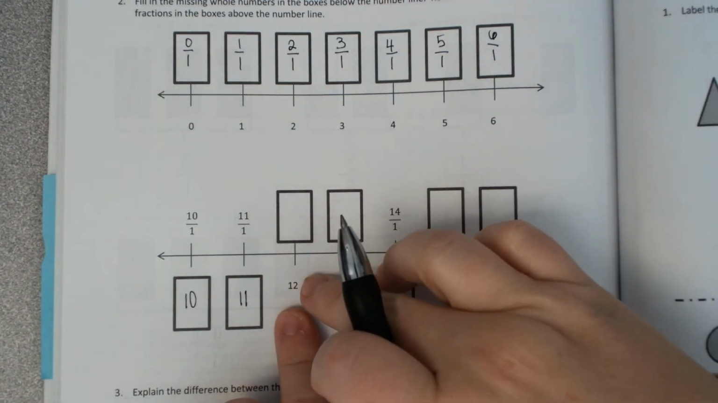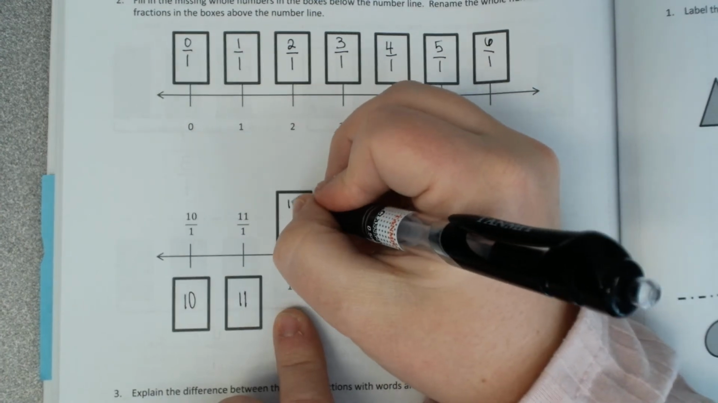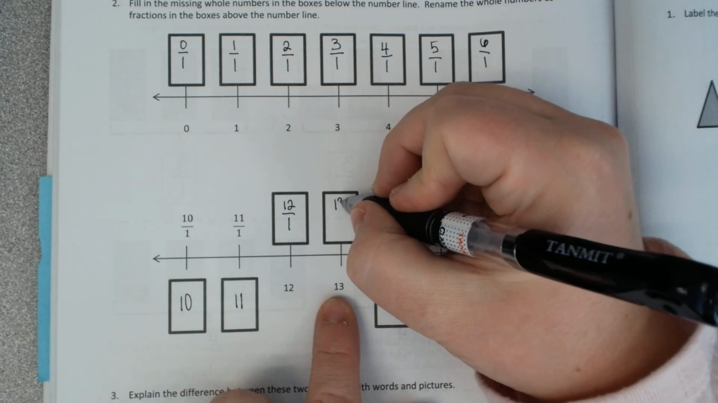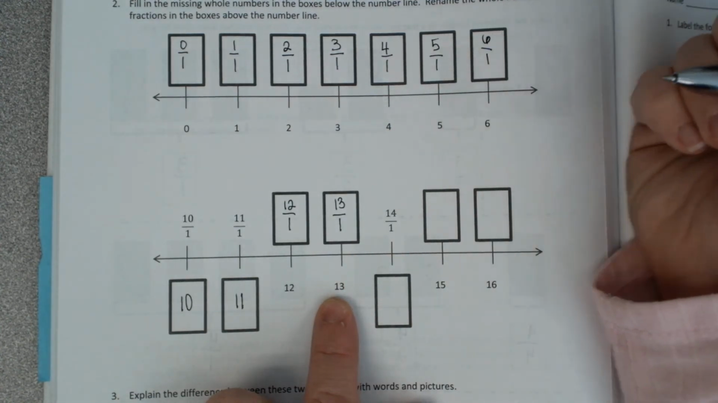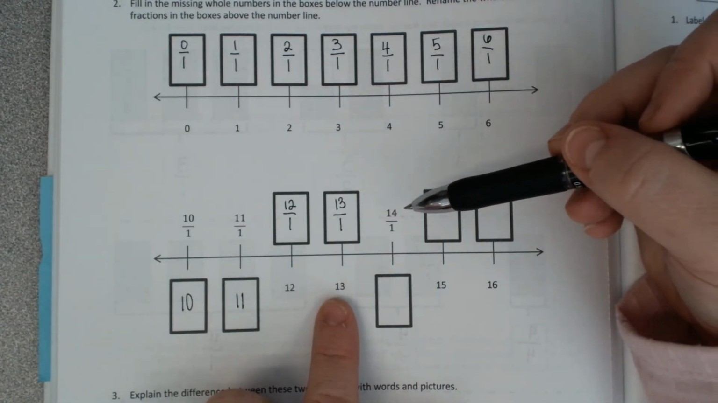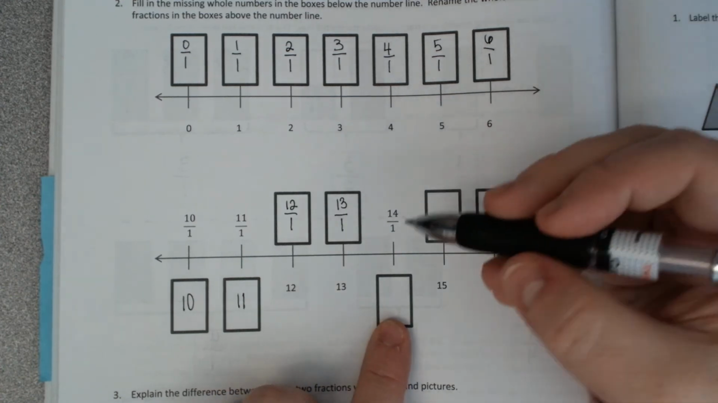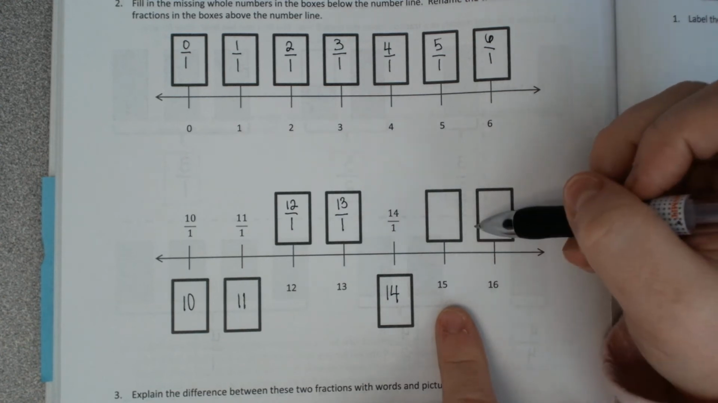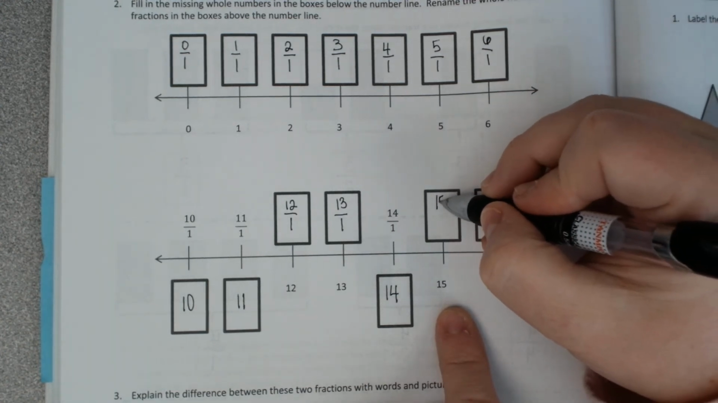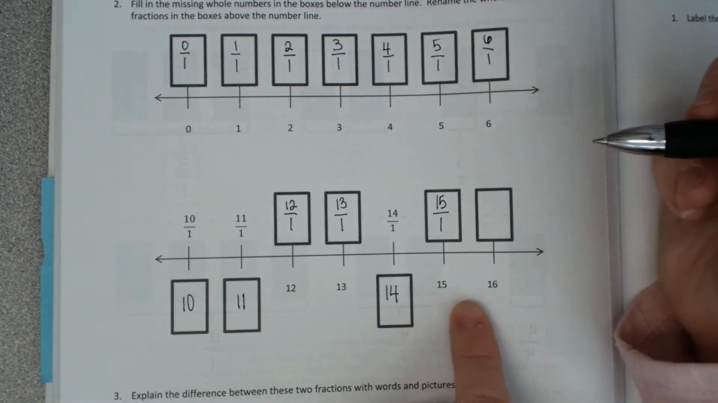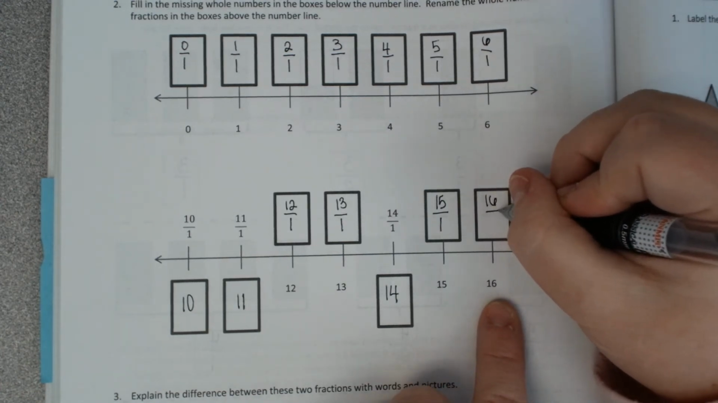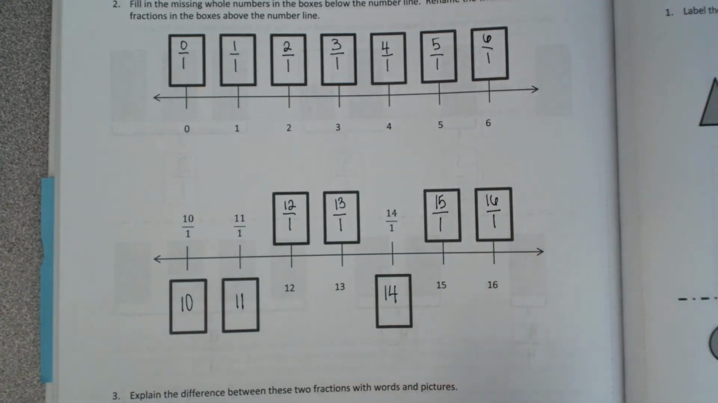Now we need the fraction. So 12 would be 12 over 1. 13 would be 13 over 1. Here we have the fraction 14 over 1, so my whole number here would be 14. The whole number 15 would be 15 over 1 as my fraction. And the last one, 16, would be represented as 16 over 1. Okay? Not so hard, is it?